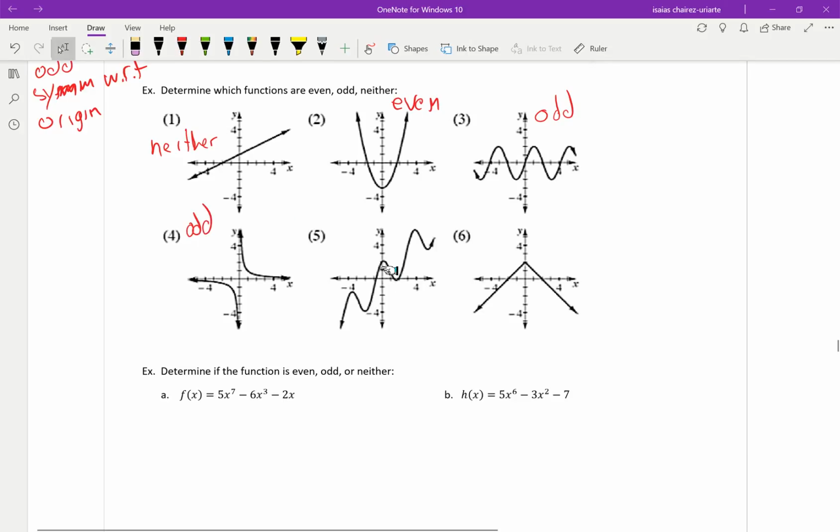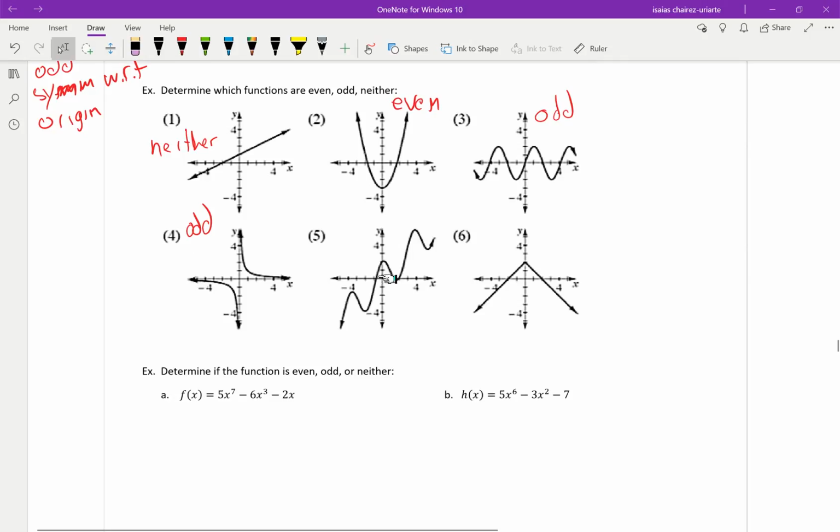So this is going to be odd. This graph right here, even or odd? What do you think? If I rotate this about the origin, or well, it's definitely not symmetric with respect to the y-axis. There is no symmetry with respect to the y-axis. So that's okay. I can see that kind of easily.